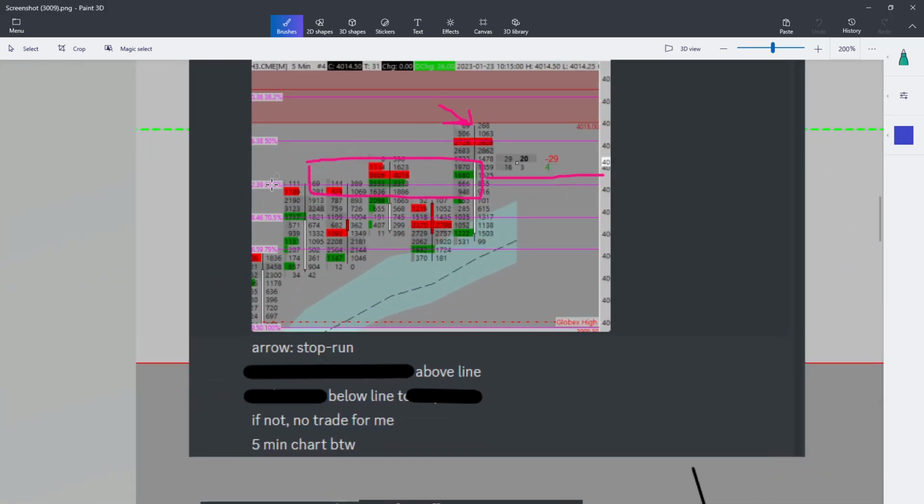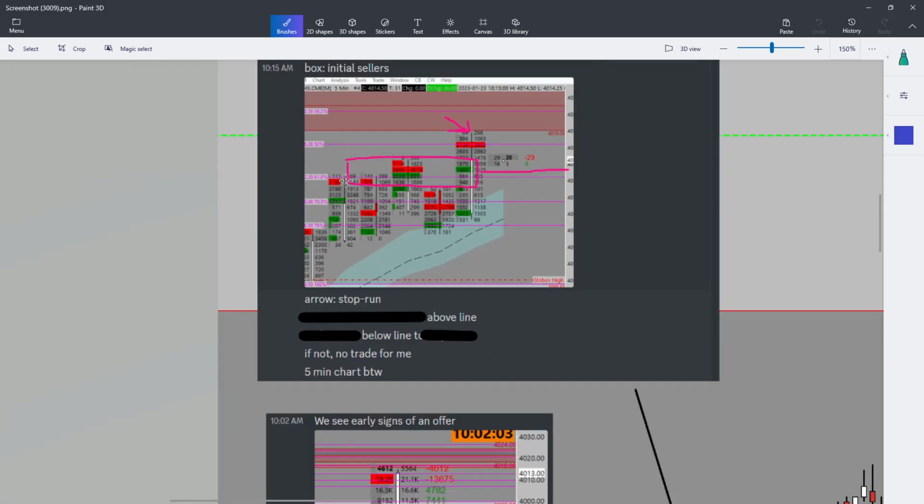These were those initial sellers. Everyone's maybe looking at these levels or whatnot. People are selling. Start coming down. People are chasing over here. And then what? They all get ran. So this rectangle is the initial sellers. This arrow is the stop run of those sellers. So I said exactly what I wanted to see on the tape. Above this line and below this line, if it doesn't happen what I'm looking to see, then there's no trade.